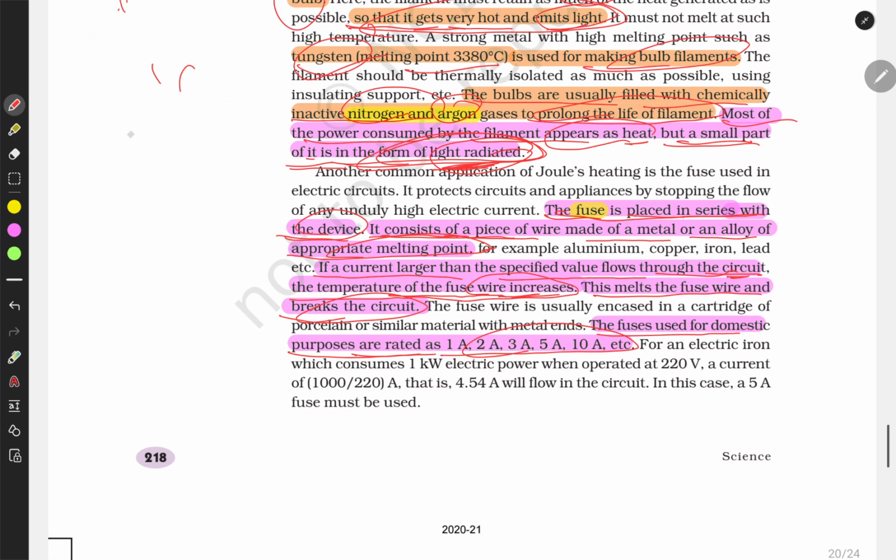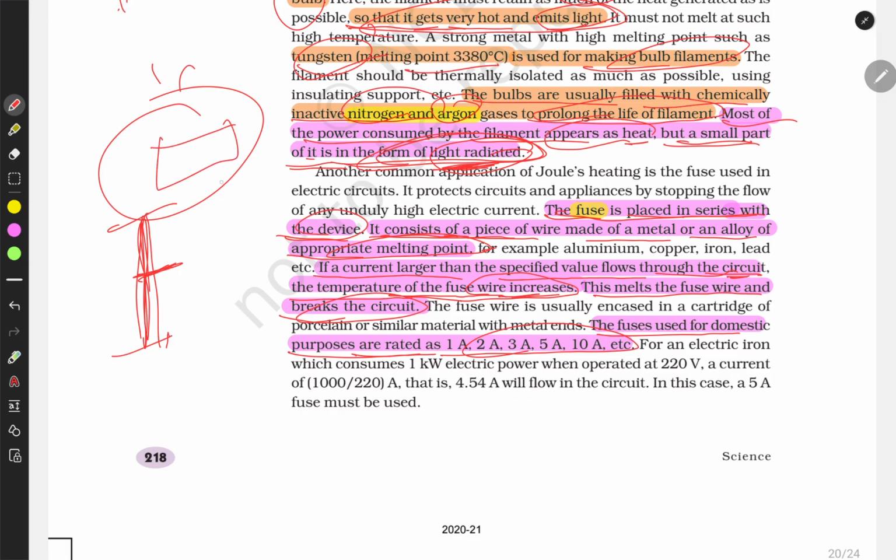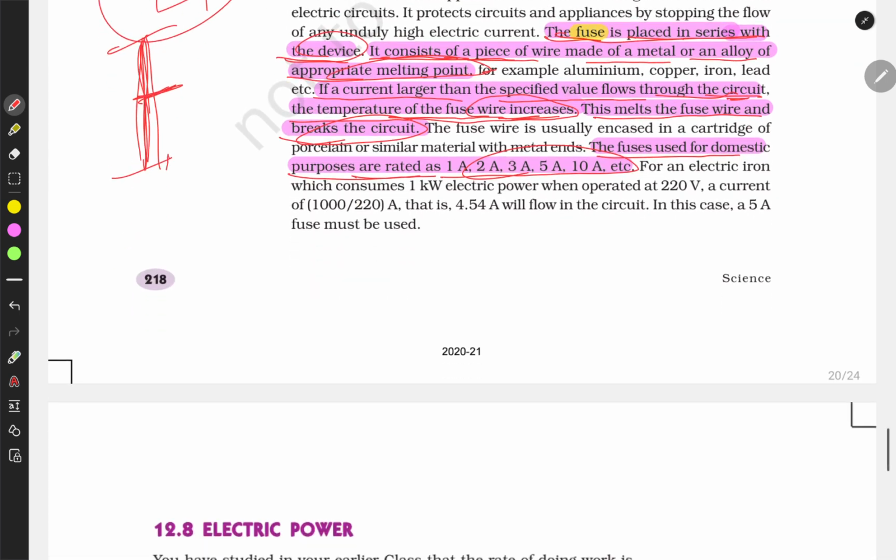So for our safety we have a fuse. When more electricity, a higher current, comes, the wire quickly heats up and melts down, so electricity will not flow. So it saves our household electric devices from damage caused by high voltage.